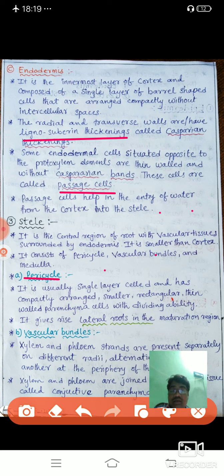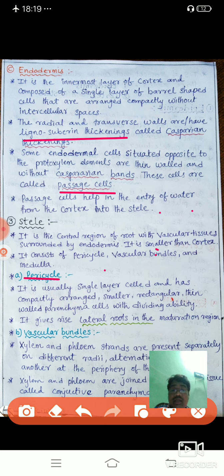So, pericycle. In a dicot root the lateral roots originate from the pericycle, and those parenchyma cells have dividing ability because the meristematic tissue is there. It gives rise to lateral roots in the maturation region. In the maturation region, the lateral roots are formed. Okay, that is the pericycle. It is the first region in the stellar region.